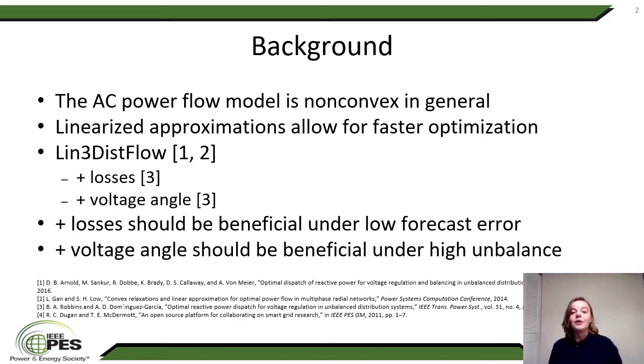The way that we are evaluating accuracy of our approximation is by comparing the result from the linearized approximation to results from OpenDSS, which is a known power flow solver.